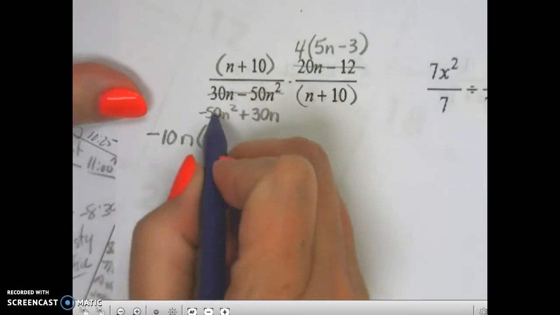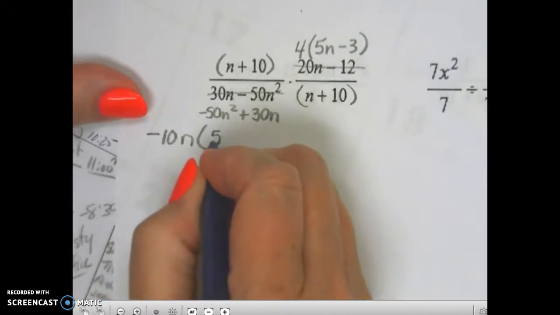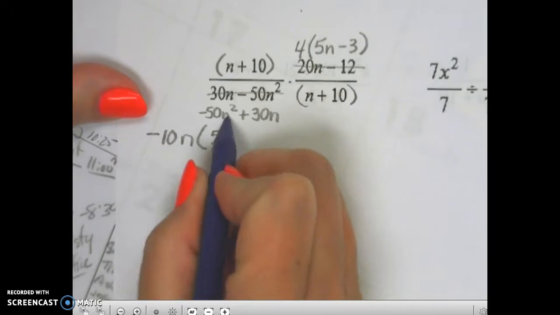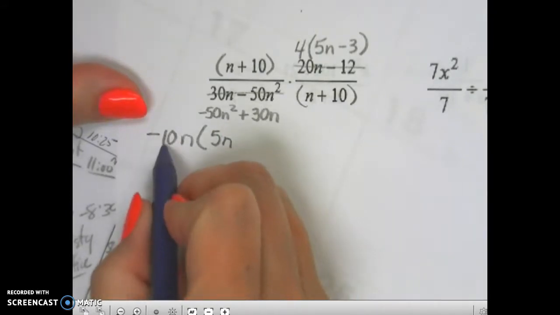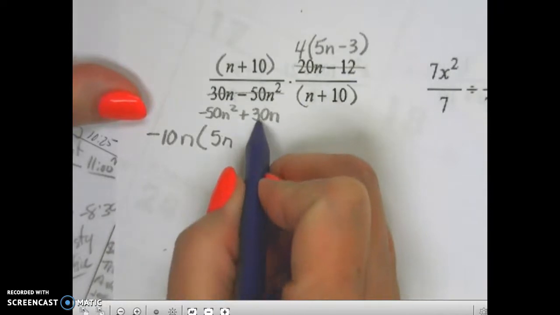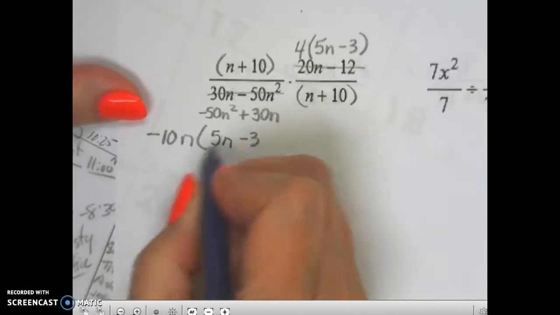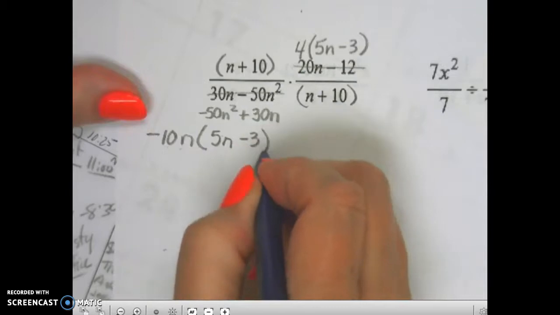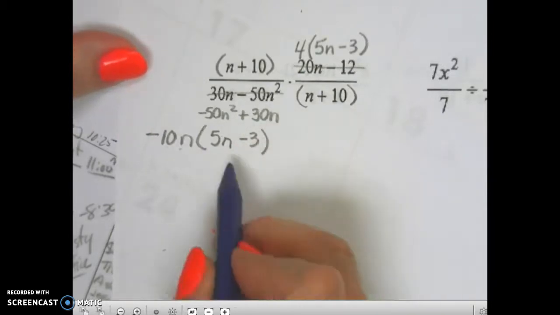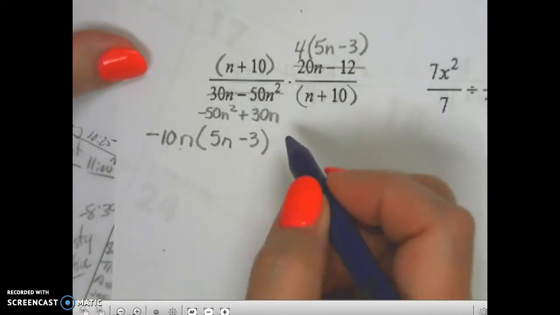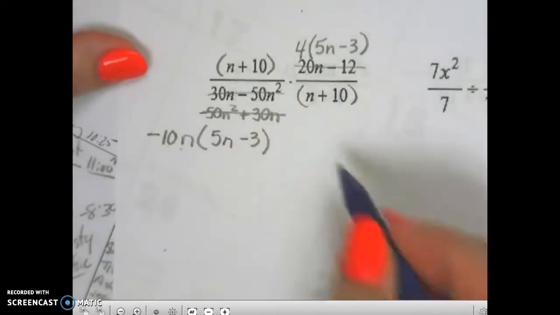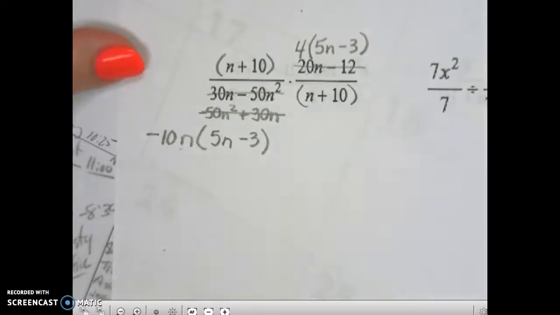Negative 10 into negative 50 goes 5 times. If I take out one of my n from n squared, I have an n left. Negative 10 into positive 30 goes negative 3. And I take out the n, and that's factored. I have now factored my denominator here on the left. I'm going to draw a line through that. Now I need to find common factors and cancel them out.